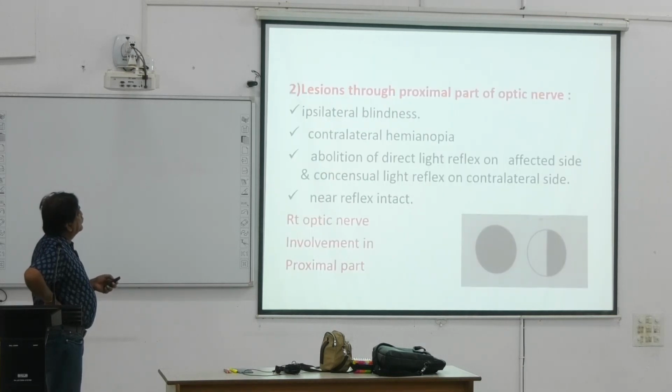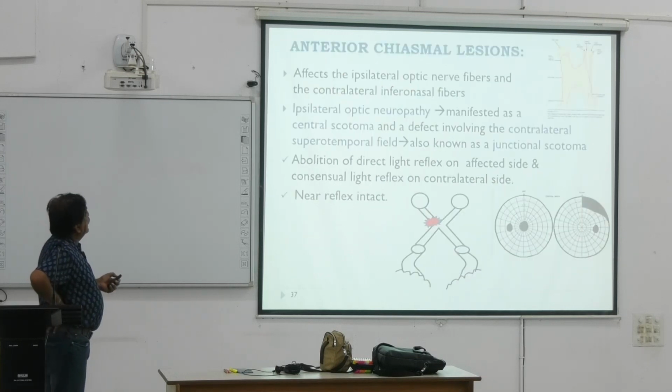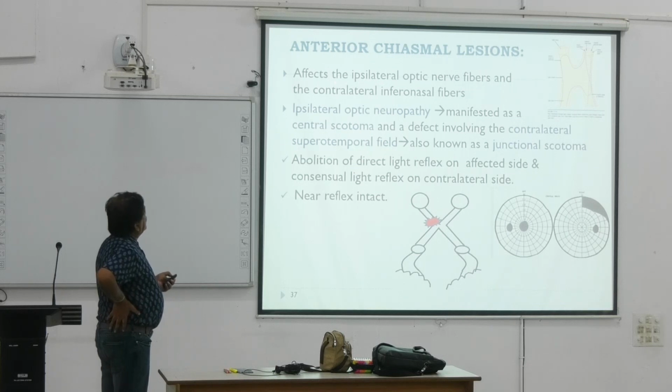Lesions to the proximal part of the optic nerve: ipsilateral blindness, contralateral hemianopia, abolition of direct light reflex on affected side and consensual light reflex on contralateral side, near reflex intact, right optic nerve involvement in proximal part. Now, the anterior chiasmal lesion affects the ipsilateral optic nerve fibers and the contralateral infranasal fibers. Ipsilateral optic neuropathy is manifested as a central scotoma and a defect involving the contralateral supratemporal field, also known as the junctional scotoma. Abolition of direct light reflex on the affected side, consensual light reflex on contralateral side, near reflex intact.